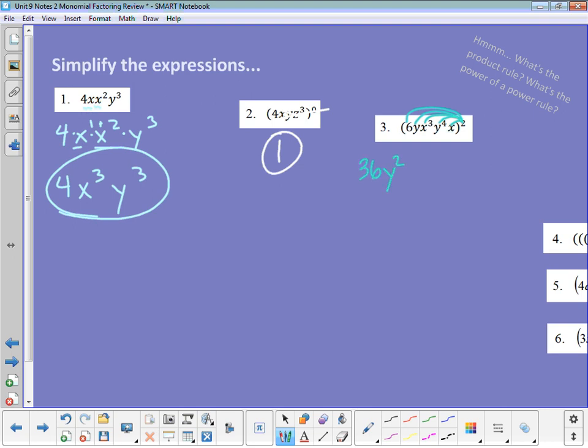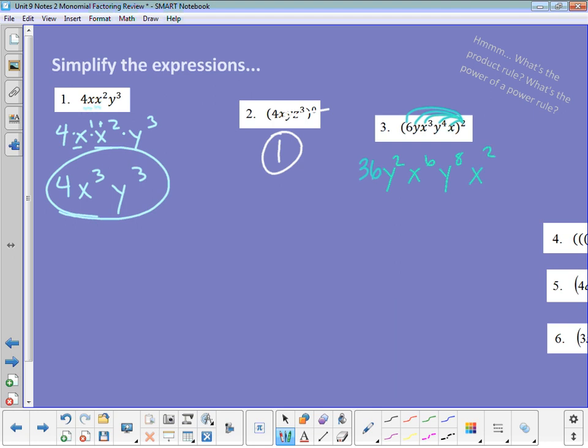X to the third to the second, I need to multiply my power, so that's going to be x to the sixth. Y to the fourth to the second, again, I need to multiply my power, so that's going to be y to the eighth. And x to the first to the second, 1 times 2 is 2, so that's just x to the second.